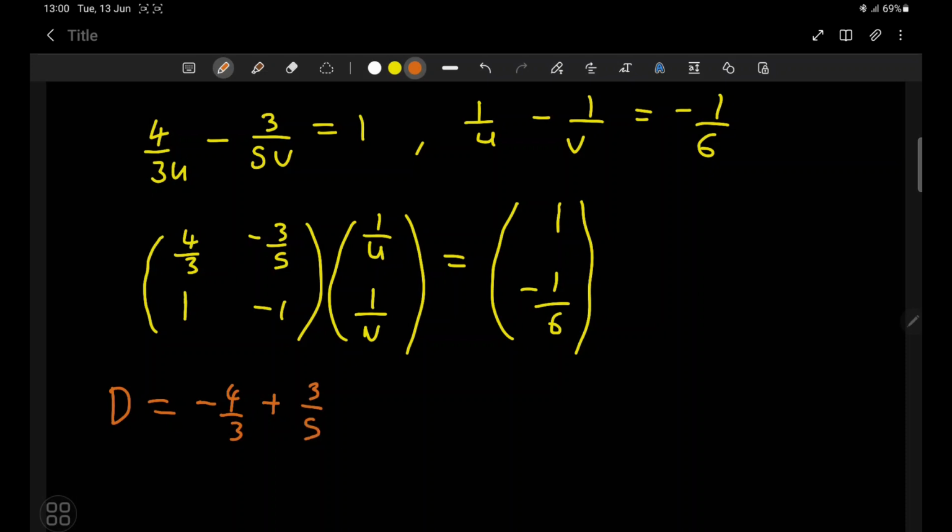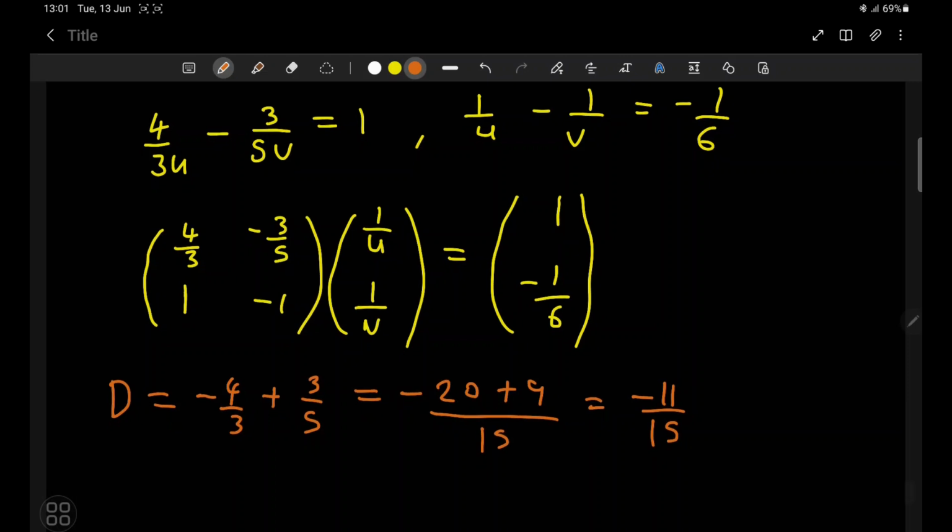Then if we solve this one, so that's common denominator, so 5 by negative 4 we'll have a negative 20, and 3 by 3 we'll have a 9, so everything is over 15, which will be equal to negative 20 plus 9. We'll have a negative 11, so we'll have negative 11 over 15, so we'll have a negative 11 over 15 as our D.